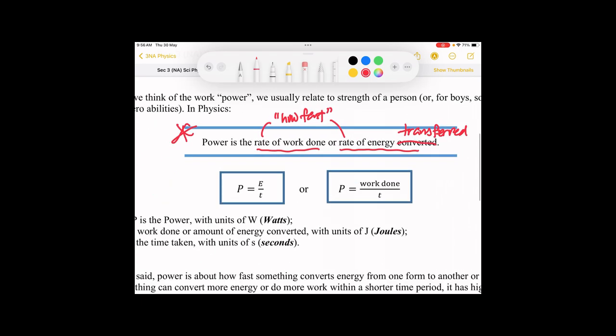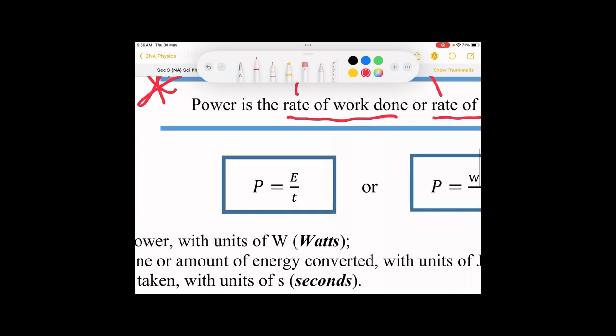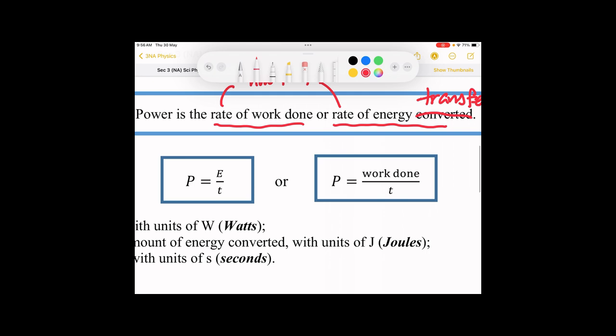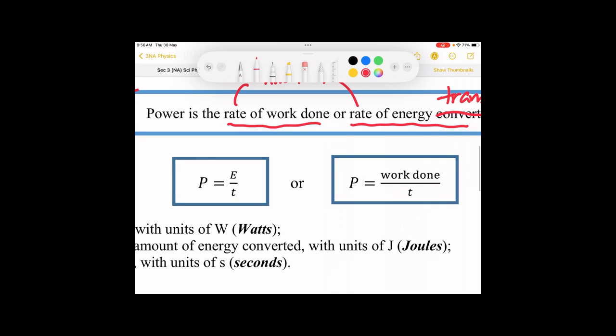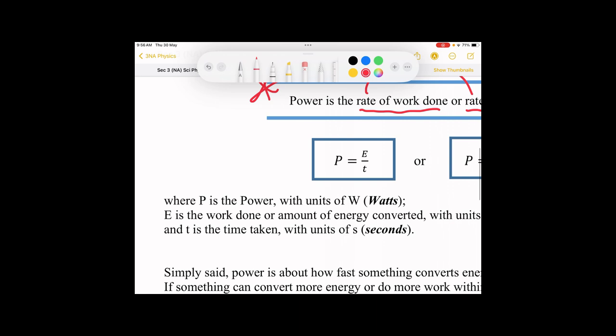Now the formula is P equals E over t, or P equals work done over time, depending on the context of the question. So we look at the question immediately to see when we use each case. Power is measured in watts. This is someone's surname, Watt.